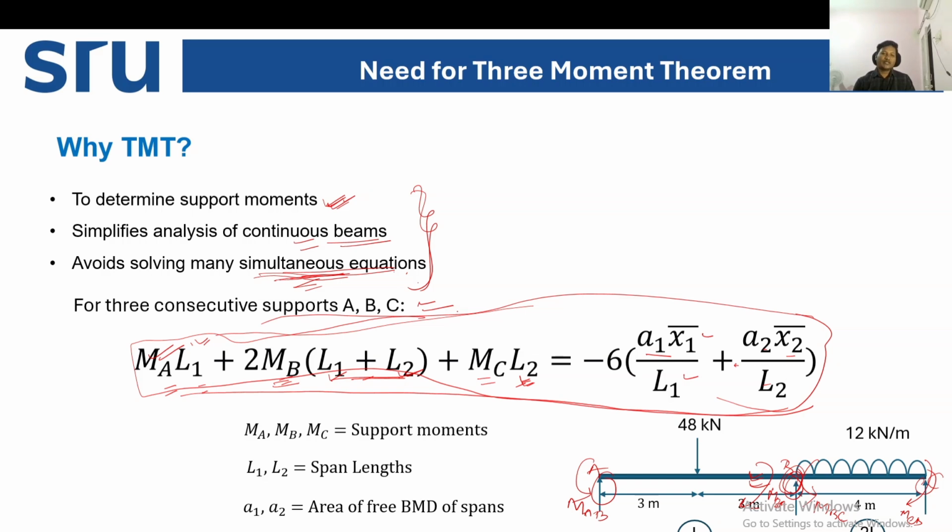So what are the moments? MA, MB, and MC are nothing but your support moments. What are L1 and L2? Span lengths. What are A1 and A2 in the formula? A1 and A2 are the areas of the free bending moment diagram of the span. That we will see: what is the free bending moment diagram and how we can draw it. Then x1 bar and x2 bar are nothing but the centroid distances from each support. That we will see, how to calculate the centroid distance.